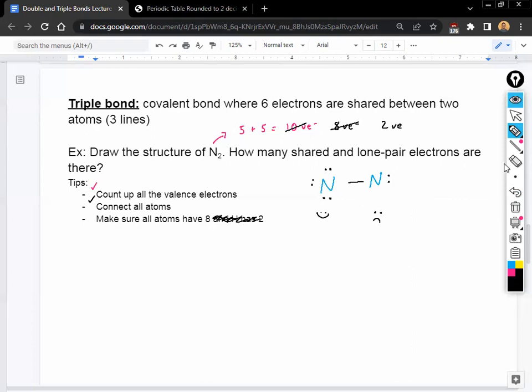And so you guys can probably tell what's going to happen next. We want to make sure that everybody has 8. So I'm going to take away 2 electrons from here and create another line. Okay, now if you guys notice, how many valence electrons does this left nitrogen have?